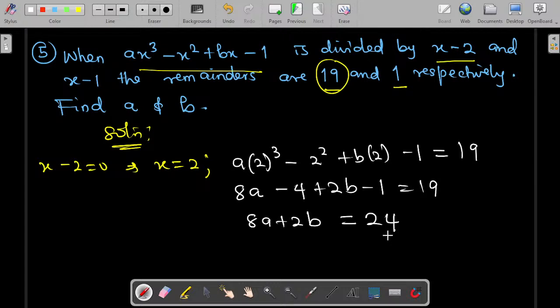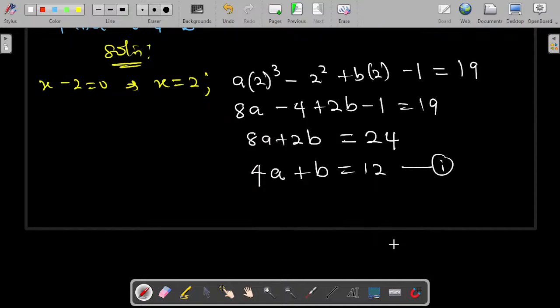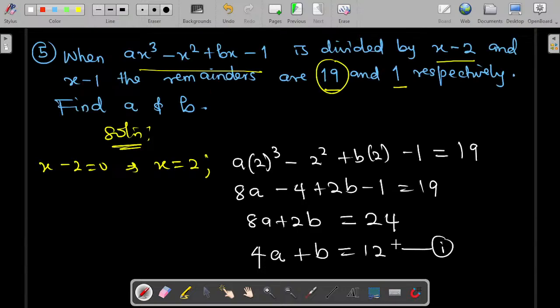Now we can actually call this equation 1, but something can divide through. 2 can divide. So if 2 divides 8a, you get 4a, and if 2 divides 2b, you get b, equal to, if 2 divides 24, you get 12. So whenever you have an equation like this and a constant can divide, it's good that you divide through. So our equation 1 is 4a plus b equal to 12. All right? So we got that equation from the first information.